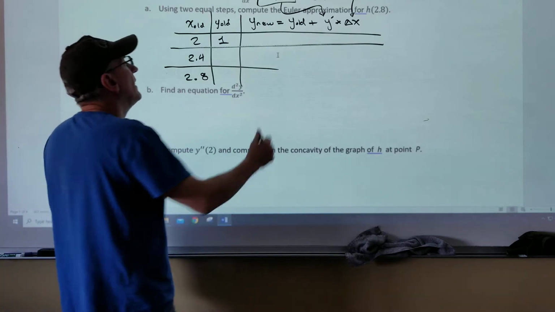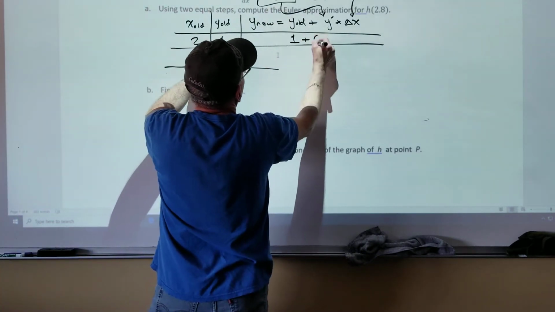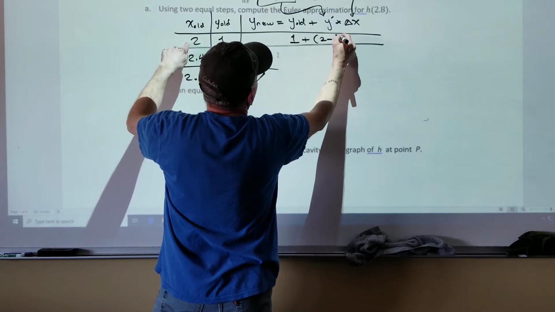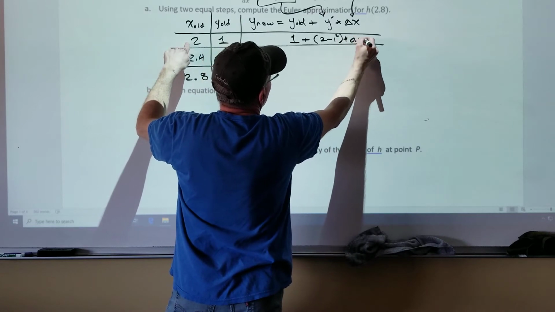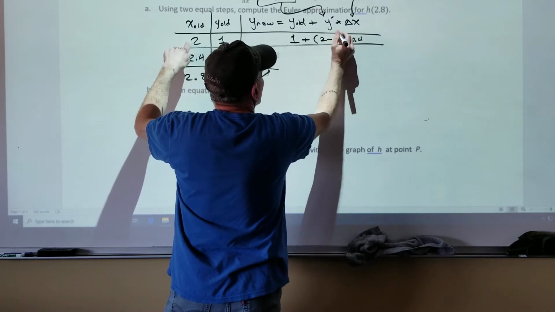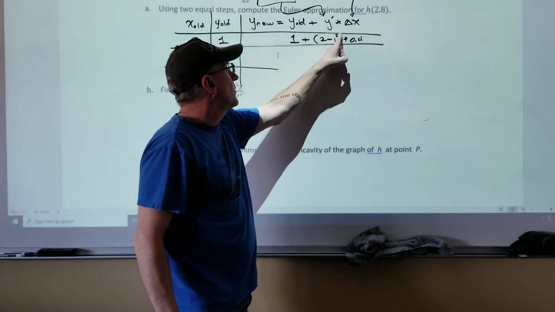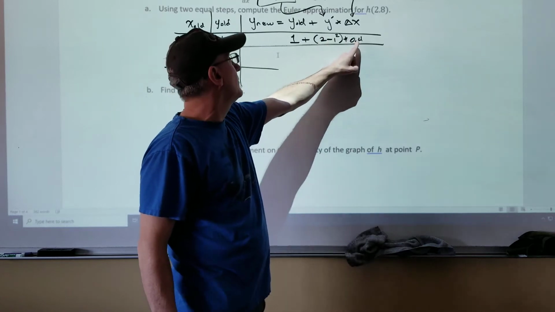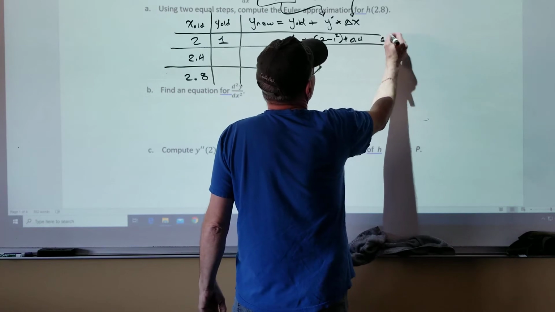The new y is the old y plus the derivative, which is x minus y squared, times the step. I hope you can read that. That's supposed to be an exponent of 2. 1 squared is 1. 2 minus 1 is 1. 1 times 0.4 is 0.4. 1 plus 0.4 is 1.4. So that one wasn't very difficult.